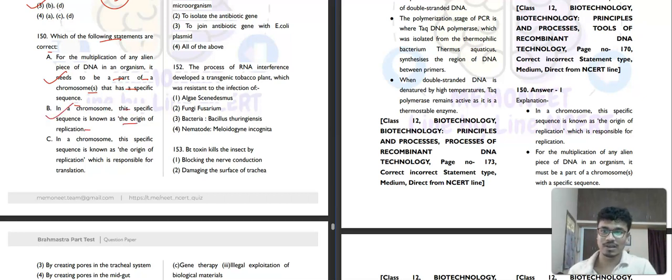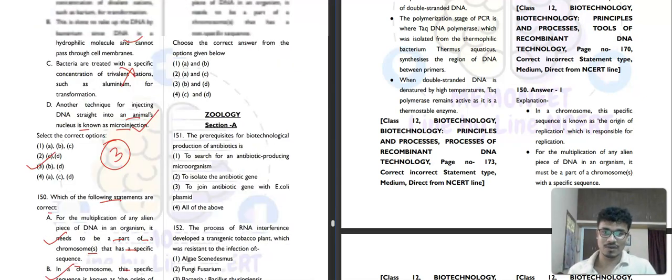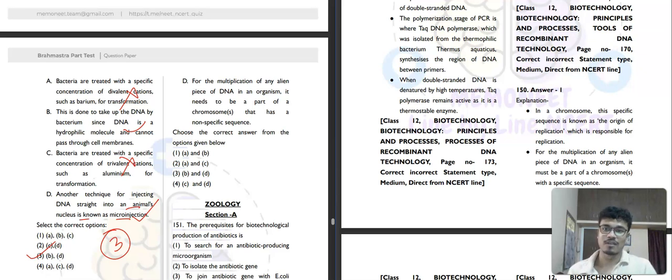It is also correct. Then in a chromosome, this specific sequence is known as the origin of replication, which is responsible for translation. No, not correct. The origin of replication is for copy number, making copies. For the multiplication of any alien piece of DNA in an organism, it needs to be a part of a chromosome that is a non-specific sequence. No, it needs to have a specific sequence. So the correct option is A and B.